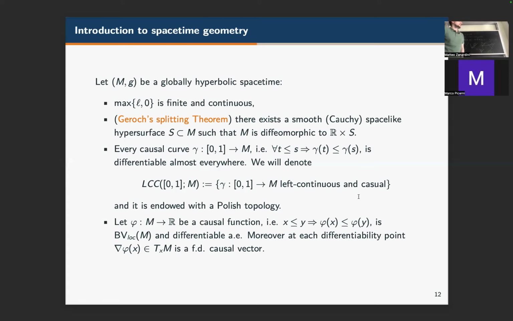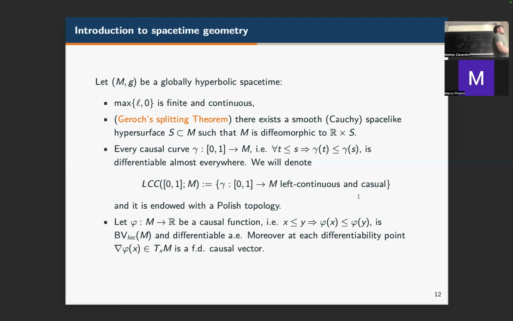Okay. Now let's move to causal functions, which are more or less the dual of the curves. These are functions from M into the real numbers that are increasing with the order, but in the reverse way. Given two points, x that is in the causal past of y, you require that phi of x is less or equal than phi of y with respect to the real numbers. So this is a function that increases along the order, but vice versa.